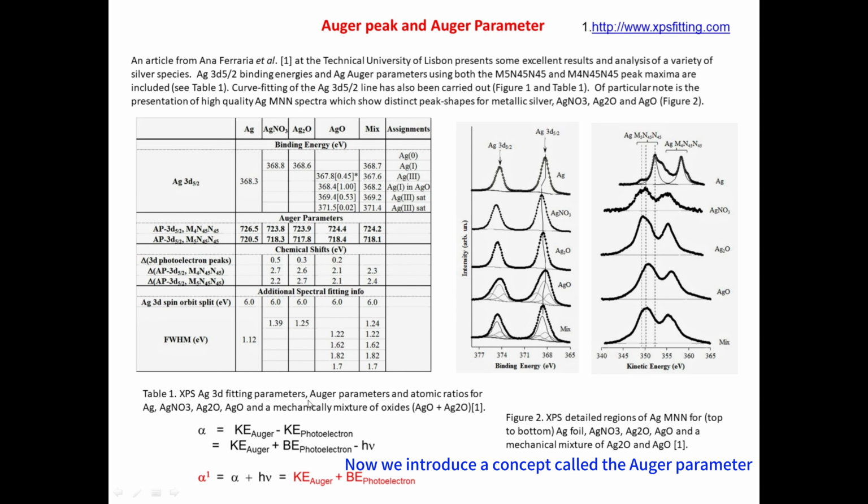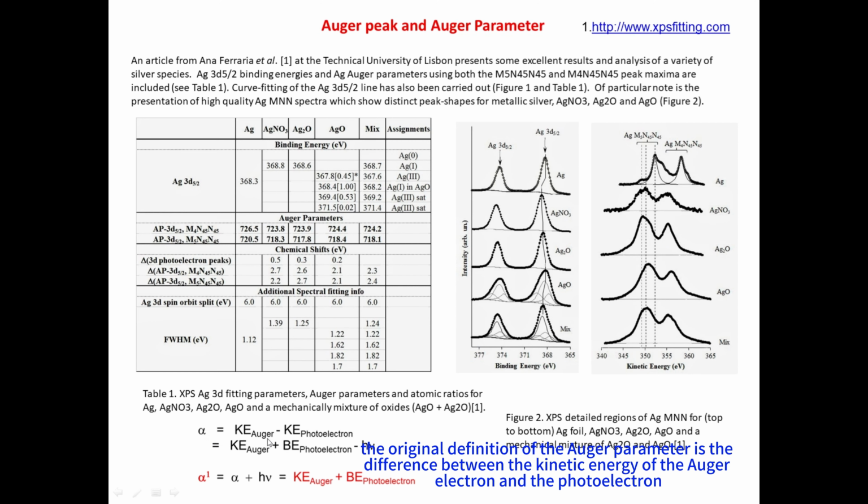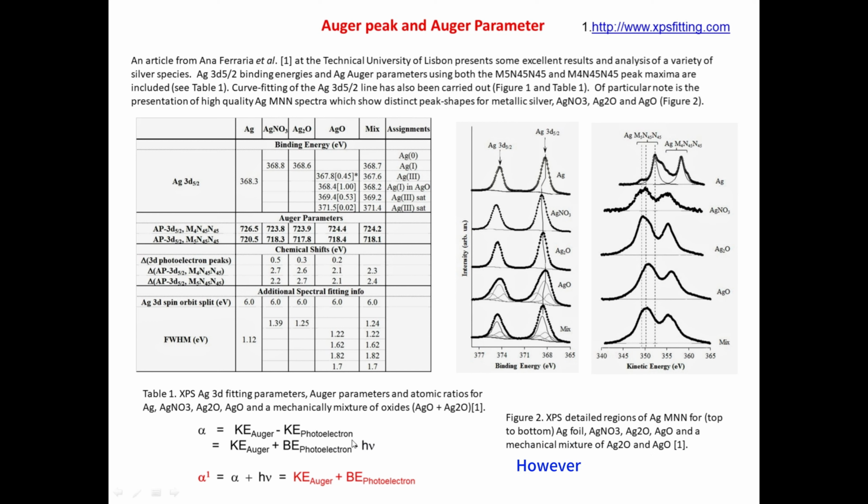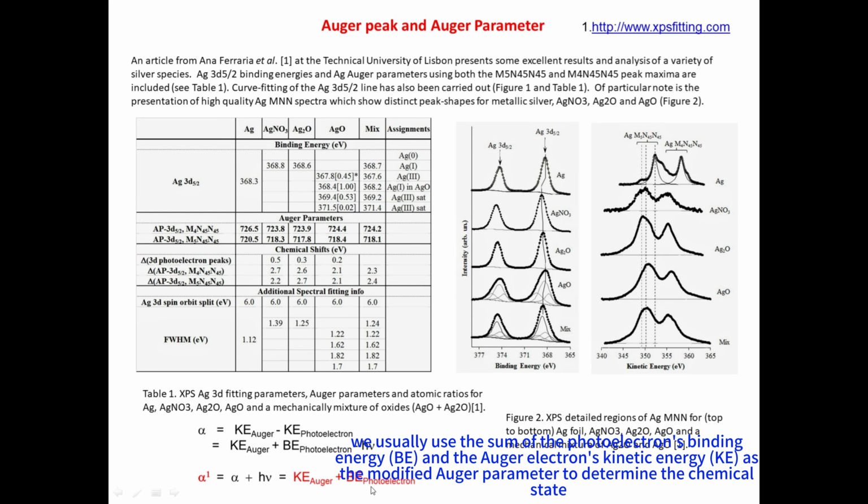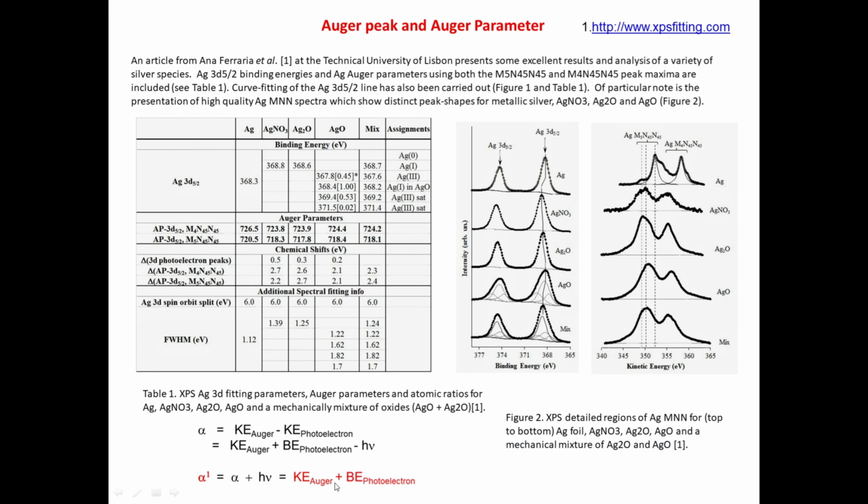Now, we introduce a concept called the Auger parameter. The original definition of the Auger parameter is the difference between the kinetic energy of the Auger electron and the photoelectron. However, we usually use the sum of the photoelectron's binding energy and the Auger kinetic energy as a modified Auger parameter to determine the chemical state.